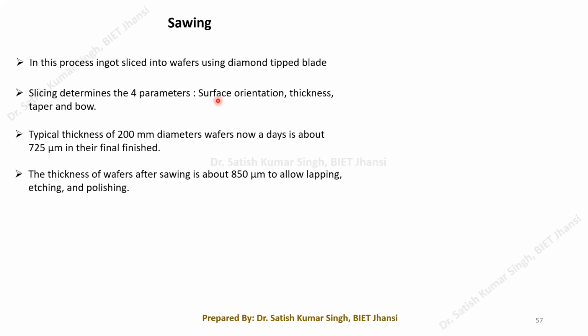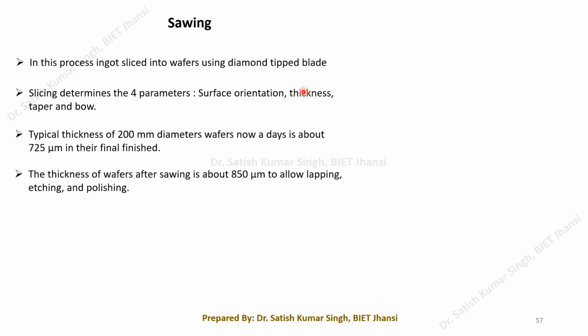Whenever we cut the wafer, it will be cut by a diamond tipped blade. So it will depend on the cutting tool's nature, and that will decide what is the thickness, what is the tapering, and what is the bow, and that should be very small, because we need flat wafers.